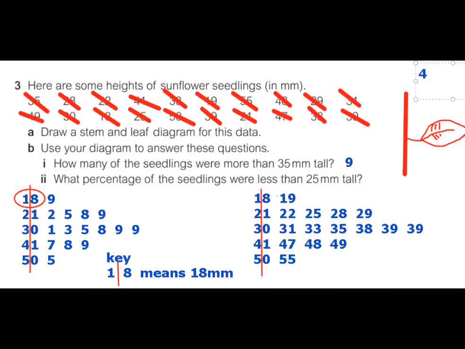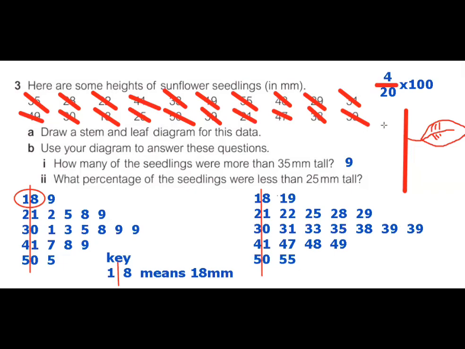And in total, how many seedlings do I have? I have 1, 2, 3, 4, 5, 6, 7, 8, 9, 10, 11, 12, 13, 14, 15, 16, 17, 18, 19, 20. So all of them are 20. So I'm going to divide 4 by 20 and then multiply it by 100. This is how I get a percentage.